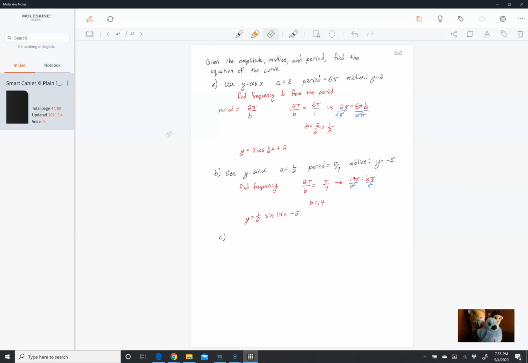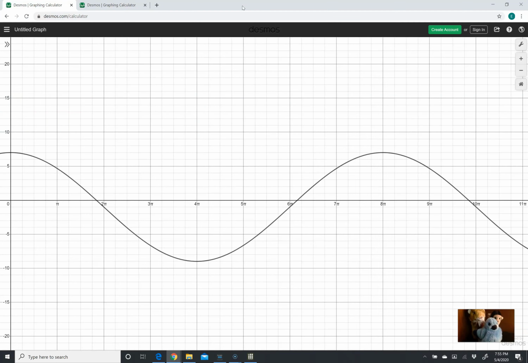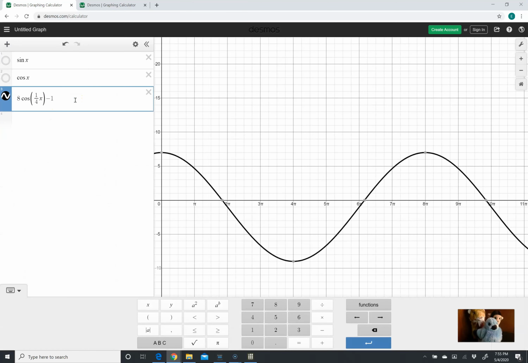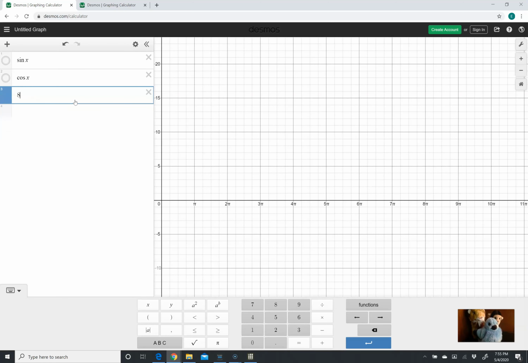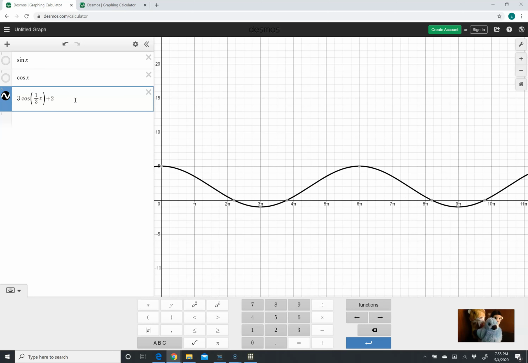And one thing that you can do is you can practice, right? You can see if you get the right equation. So if we plug in, I'll plug in the first one. Okay, if we plug in our answer, three cosine of 1/3 x plus 2. Okay, that was the equation that we got.